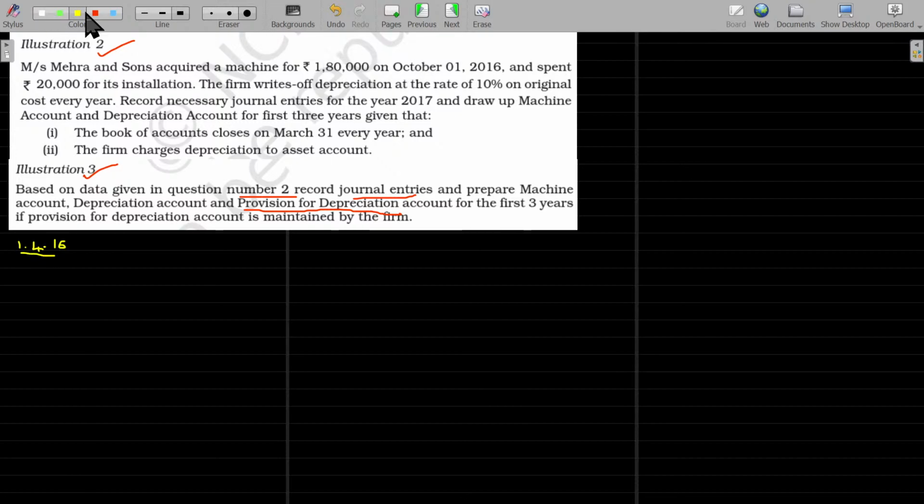For the purchase 1,80,000 plus 20,000, 2 lakhs. Installation charges will also be forming part of the asset's value. And rate of depreciation being 10% and the method of depreciation being original cost method. But it is not going to be charged in the asset account. The firm charges depreciation to asset account is not available here. But it is going to be accumulated in the provision for depreciation account. Let's see here.